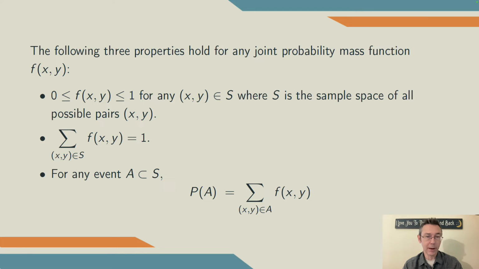For any joint probability mass function f(x, y), we need to have three properties. First of all, the probability mass has to be between 0 and 1 inclusive. That makes sense from your basic properties of probability. Secondly, all the values of the joint probability mass function have to add up to 1. Again, a basic probability axiom. Finally, for any event contained in the sample space, you can get the probability of the event by adding up all the individual probabilities of the outcomes in that event.